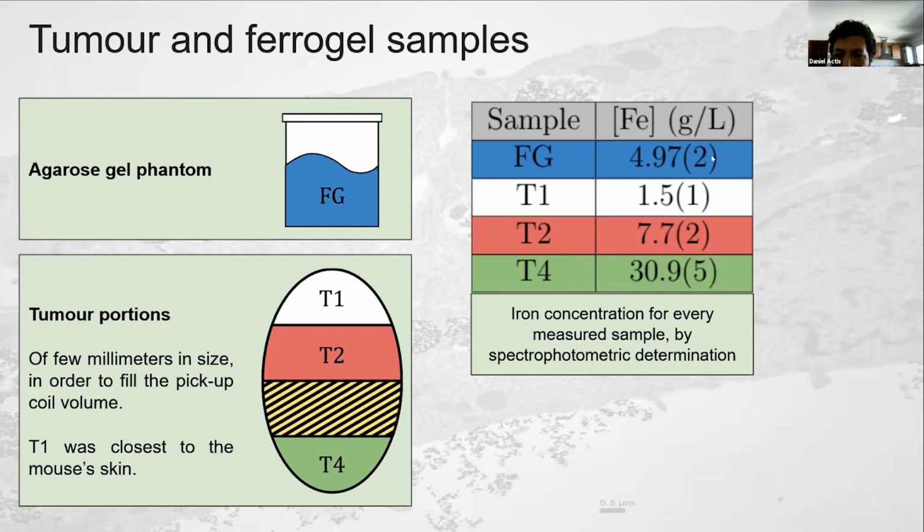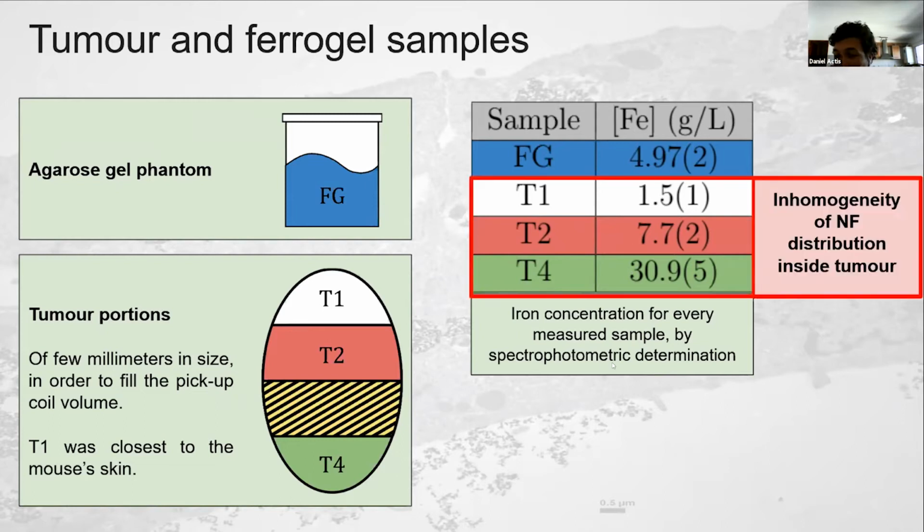It's important to note that the ferrogel had an iron concentration of about 5 grams per liter, of the same order as the 7.7 of the T2, but T4 has almost 31 grams of iron per liter. This is a direct indicator of inhomogeneity of nanoflower distribution inside the tumor, that has to do with how the nanoflowers were injected in the mouse.